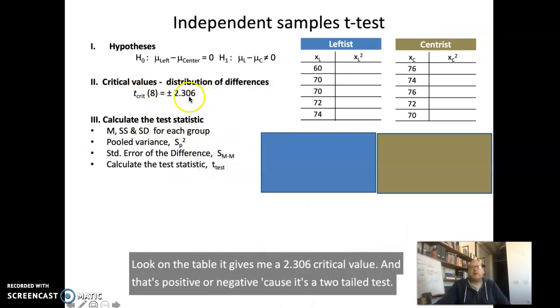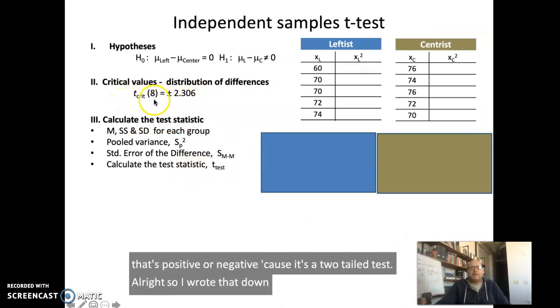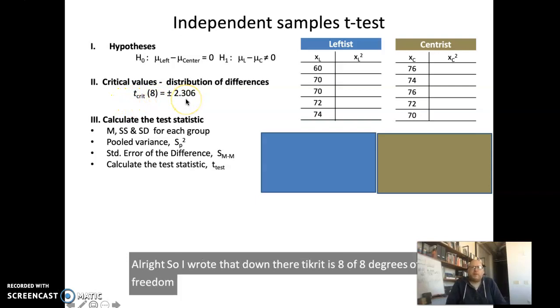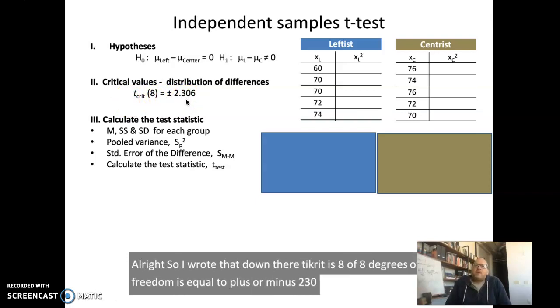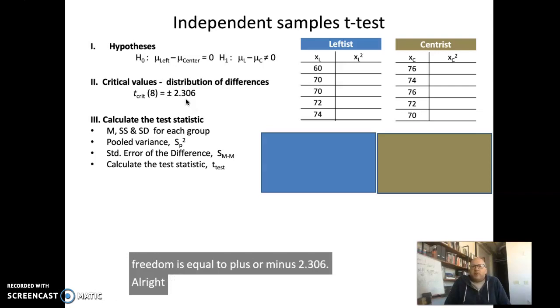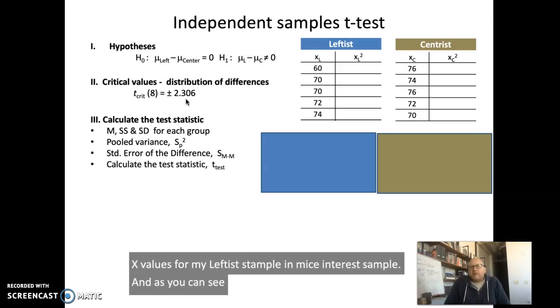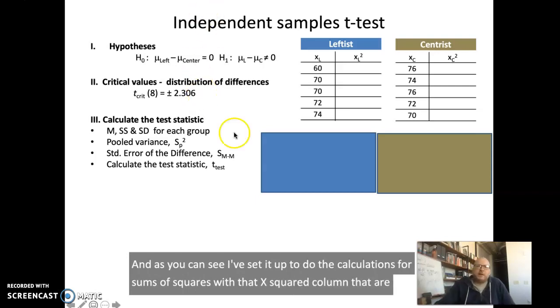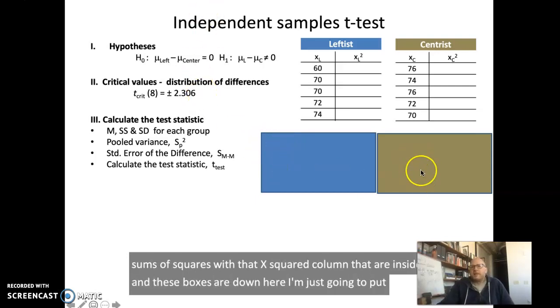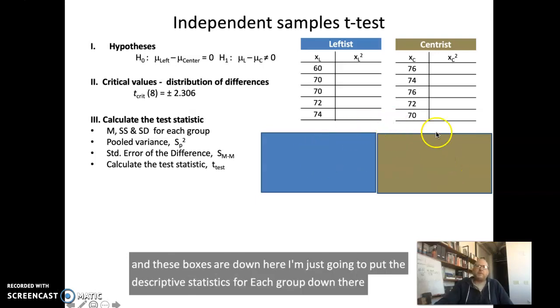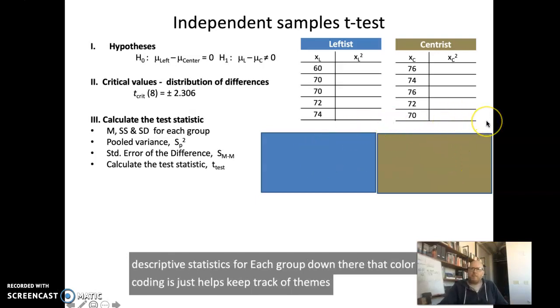All right, so I wrote that down there. T-crit with 8 degrees of freedom is equal to plus or minus 2.306. On the right here, I put the X values for my leftist sample and my centrist sample. As you can see, I've set it up to do the calculations for sums of squares with that X squared column there on each side. And these boxes down here, I'm just going to put the descriptive statistics for each group. That color coding is just to help us keep track of things on a crowded screen.